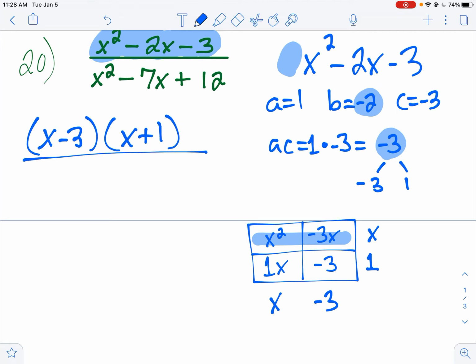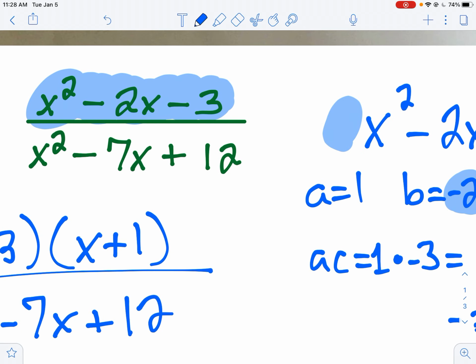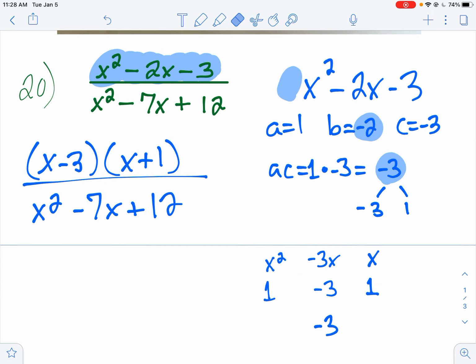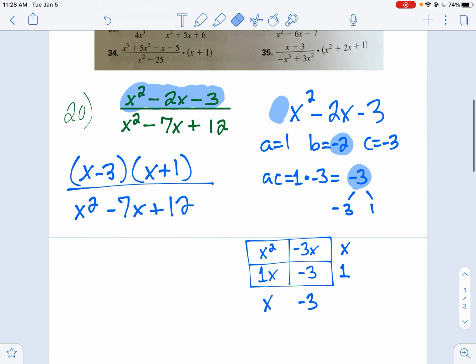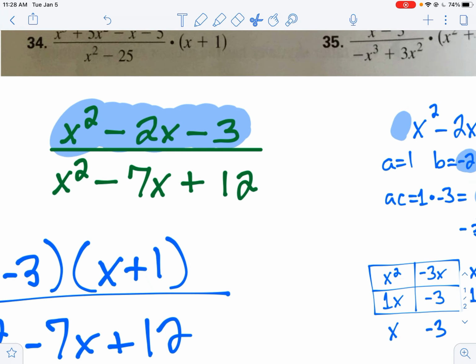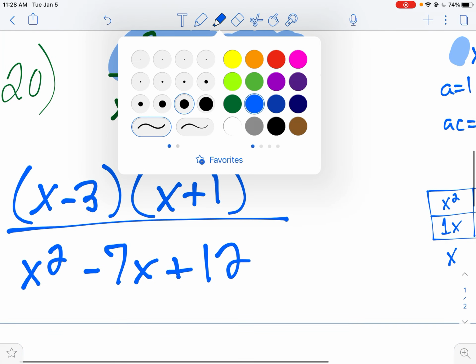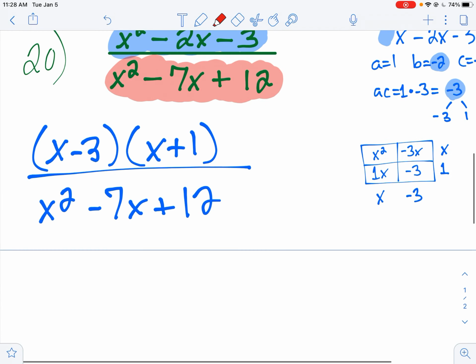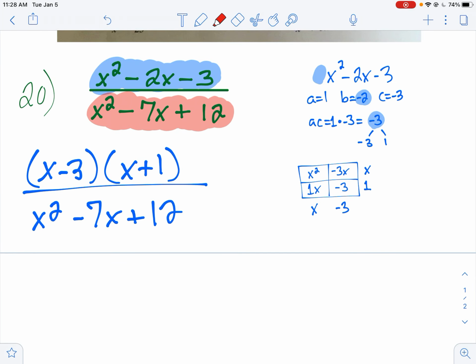So I can rewrite my problem now. I haven't really changed anything. I've just rewritten x squared minus 2x minus 3 in a different way. I've written it as two binomials. Let's shrink this down. Now my next step, I've got to factor the bottom one. So I'll do this in red. So I want to factor this polynomial. Now my goal is when I factor that, I should be getting one of the same binomials in the bottom. We'll see if that happens. If not, it's not the end of the world.